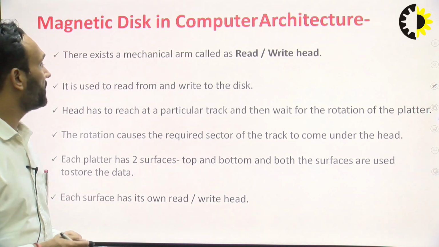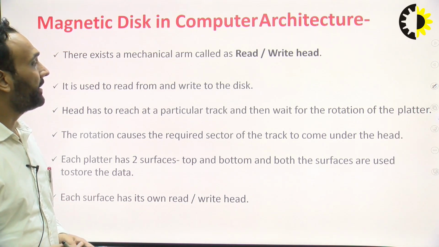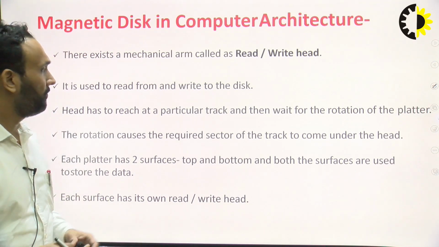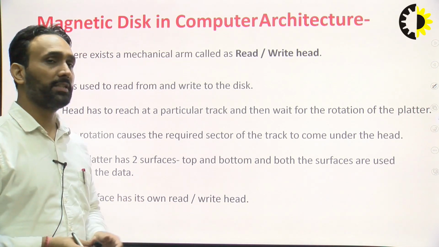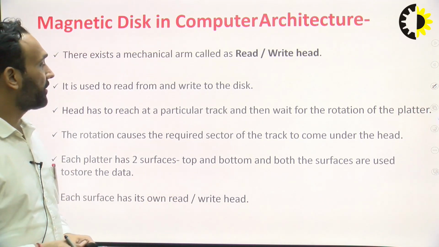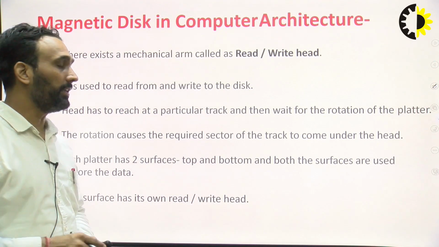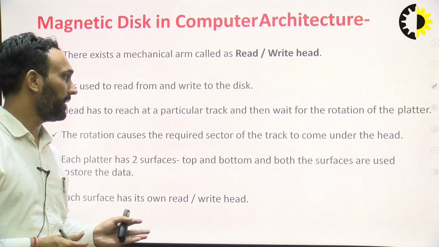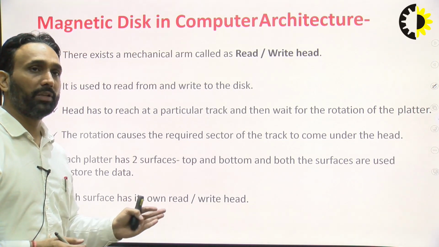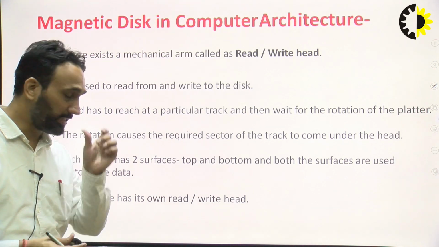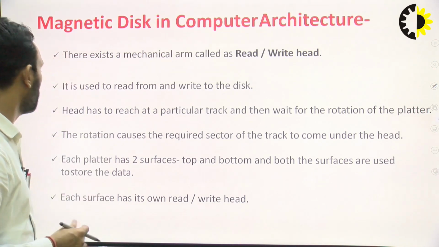The head has to reach a particular track and then wait for the rotation of the platter to locate the specific location or information on the plate. The rotation causes the required sector of the track to come under the head. When the required sector comes under the head, it will read the information or write the information, vice versa, as per the instruction given by the operating system.